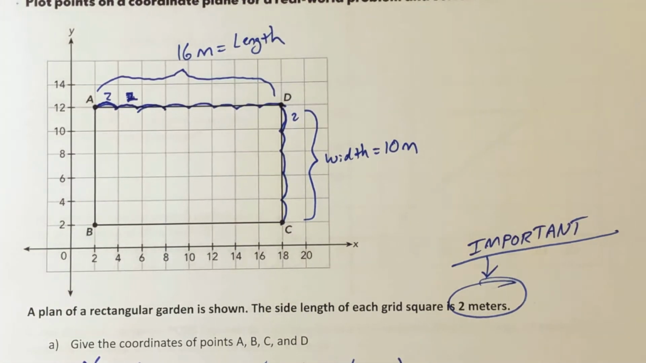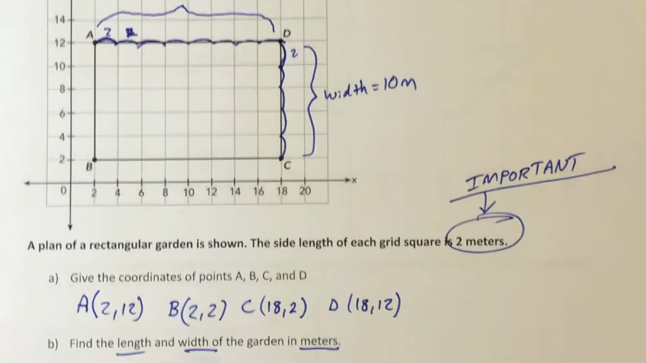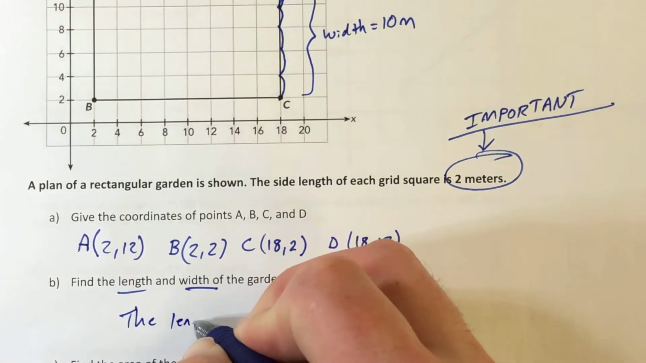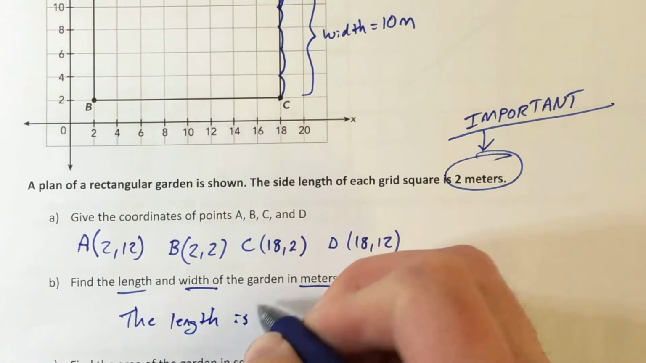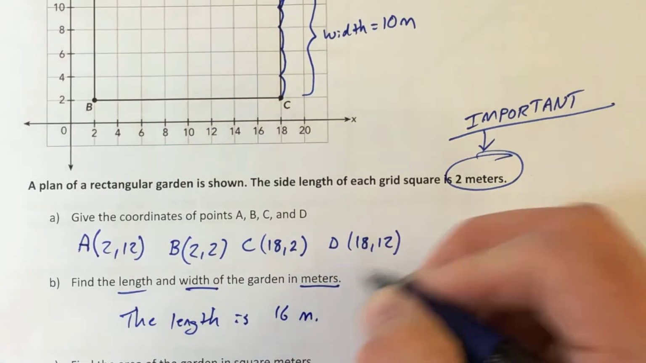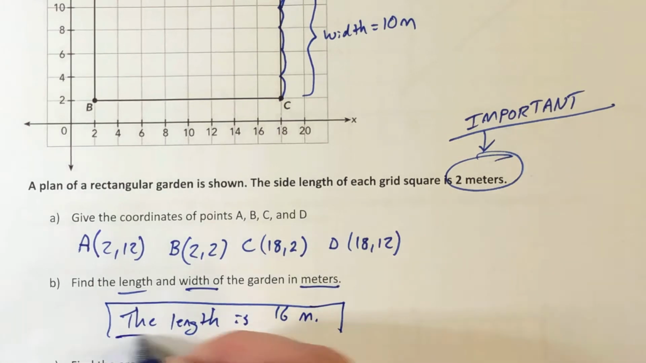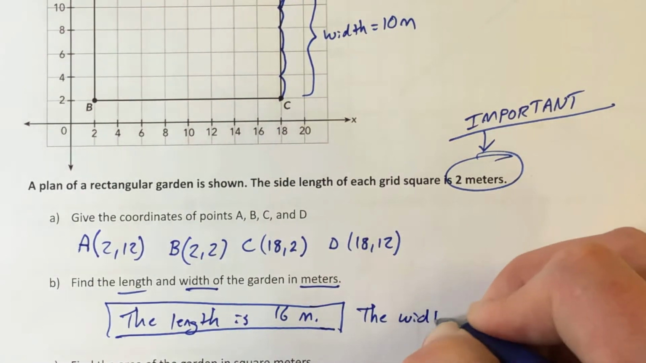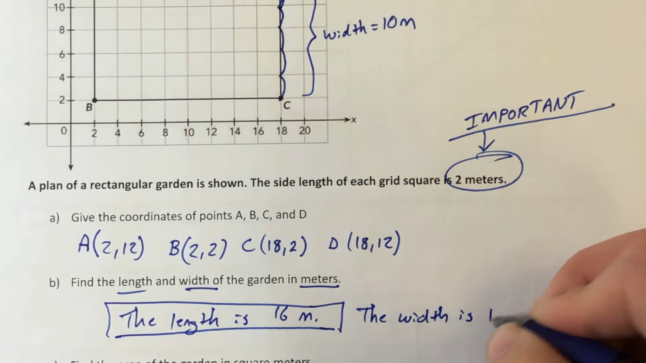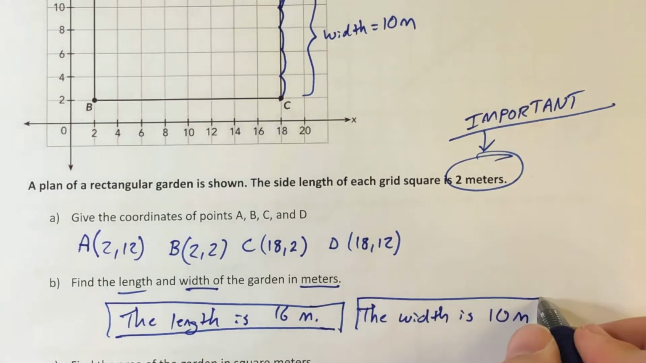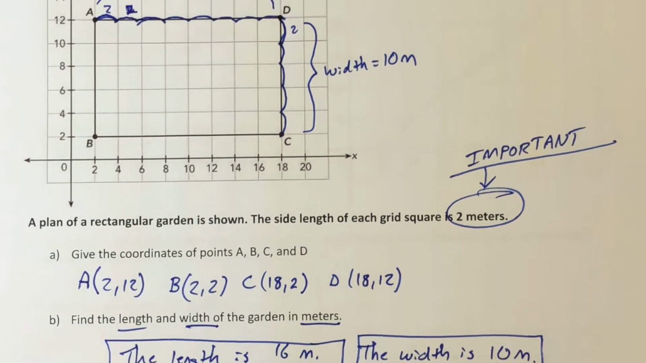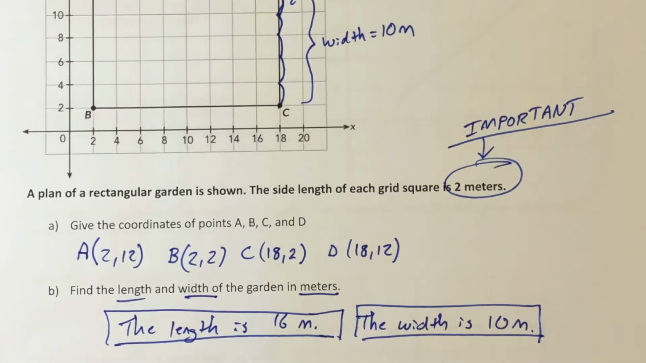All right, next. Let's actually answer those real quick. So we're going to say the length is 16 meters. And it said the width. So the width is 10 meters. So we've answered both of those questions. Okay, next question.